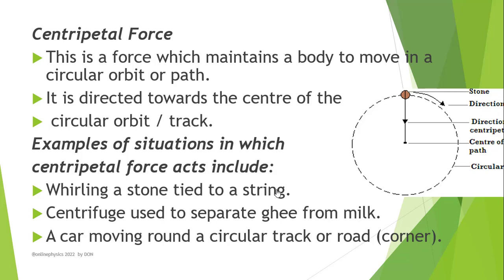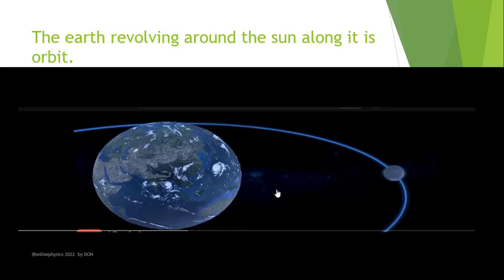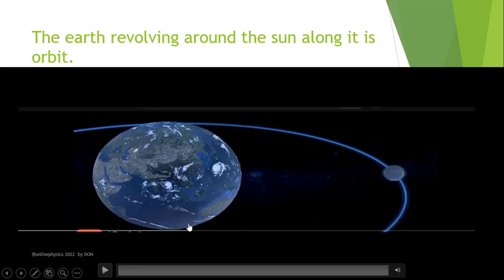We have a centrifuge used to separate cream from milk. Then we have a car moving round a circular track or road. And as you can see on our right hand side, we have a circular path, and a string which is holding a stone, and we've been shown that the stone is being whirled round, so thus making that circular path. I believe we have a video here which is going to help us to also see.